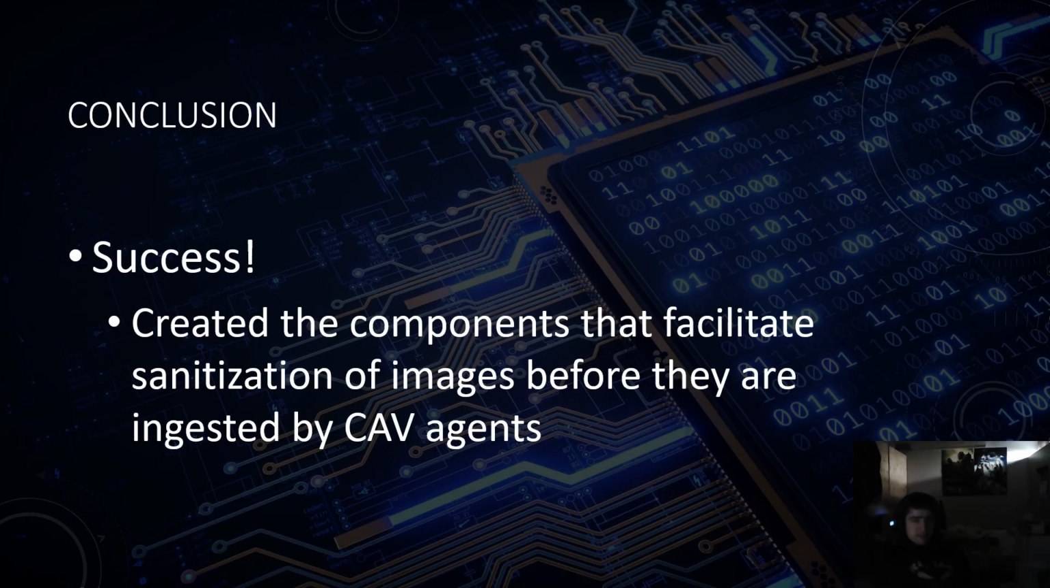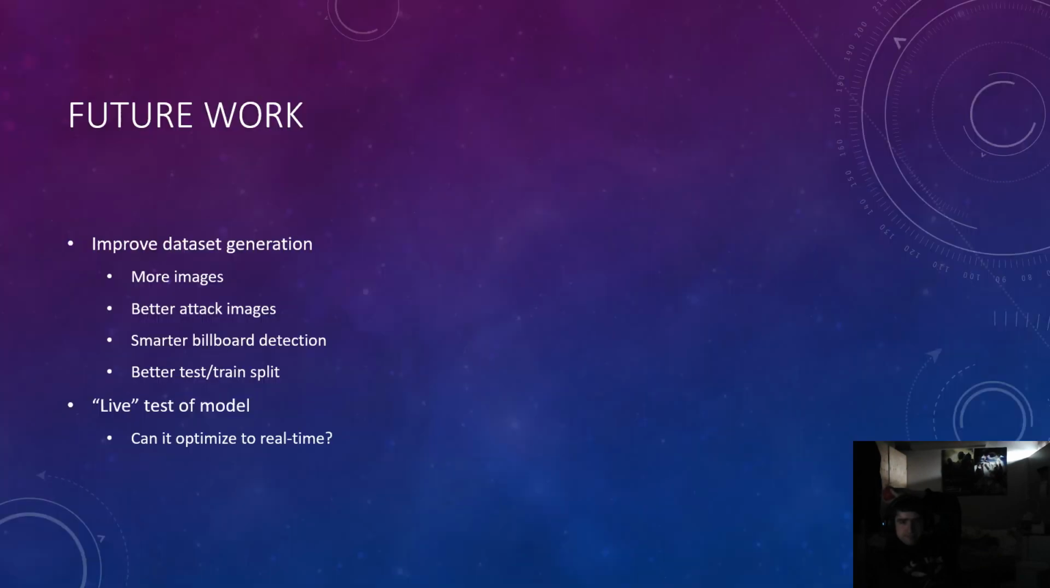So we have successfully created a pipeline that will allow for the sanitization of images before they're fed to these driving models. So that was the goal, and we succeeded. And then future work, we can work on improving the dataset generation process. We can add more images, improve the billboard detection, and then of course we can add more testing and see if we can run this real time. Can we optimize it to the point where it can be used to protect a vehicle from the attack that was seen at the beginning?